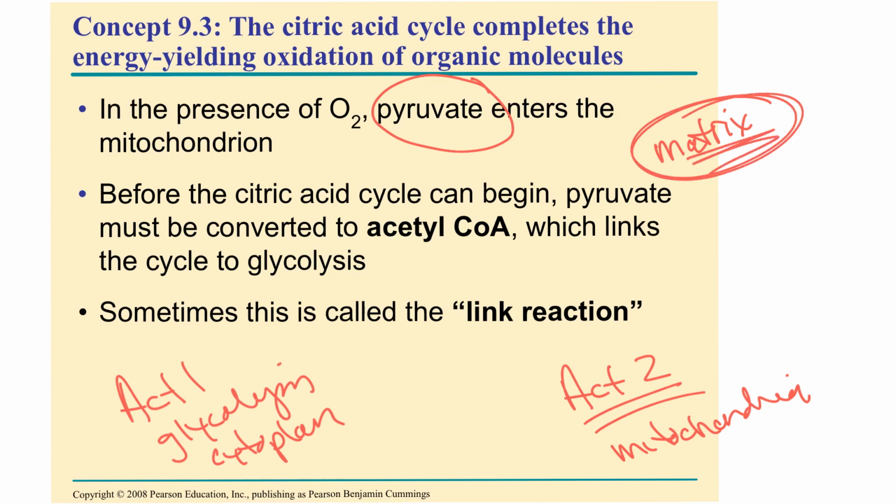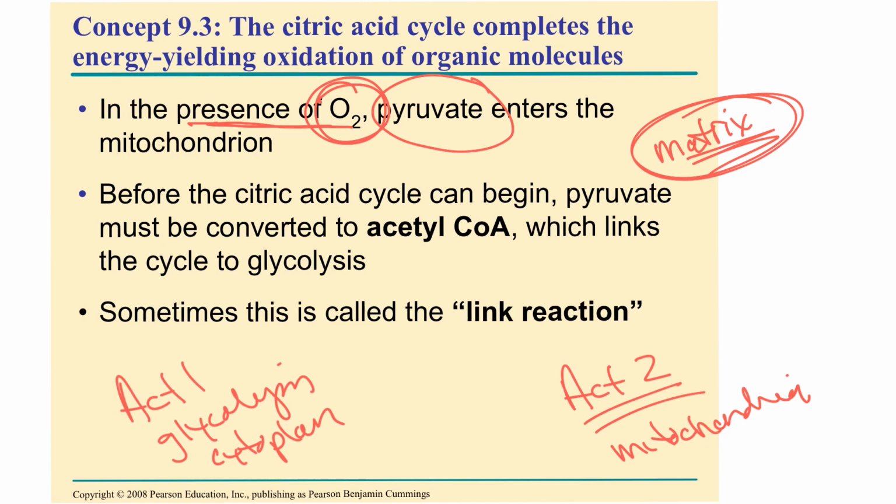So what's going to happen is that everything is going to come to a halt unless I have oxygen. I must have oxygen to proceed into the citric acid cycle. If not, fermentation is going to occur, and I'll talk about that in part 2 of my lecture.